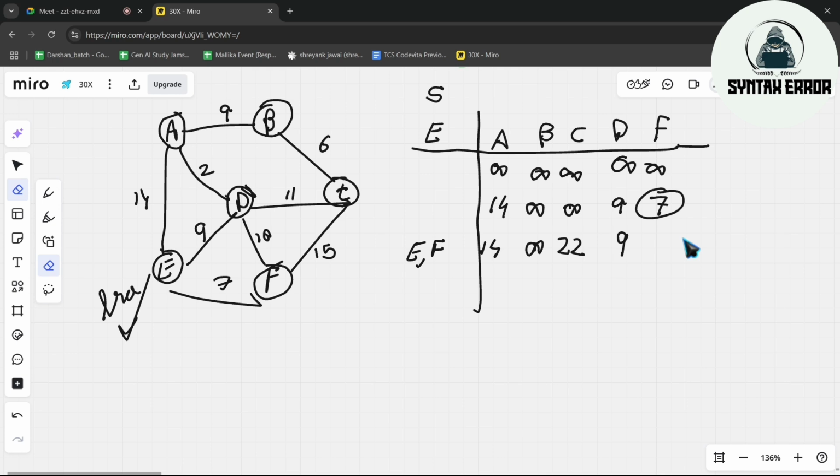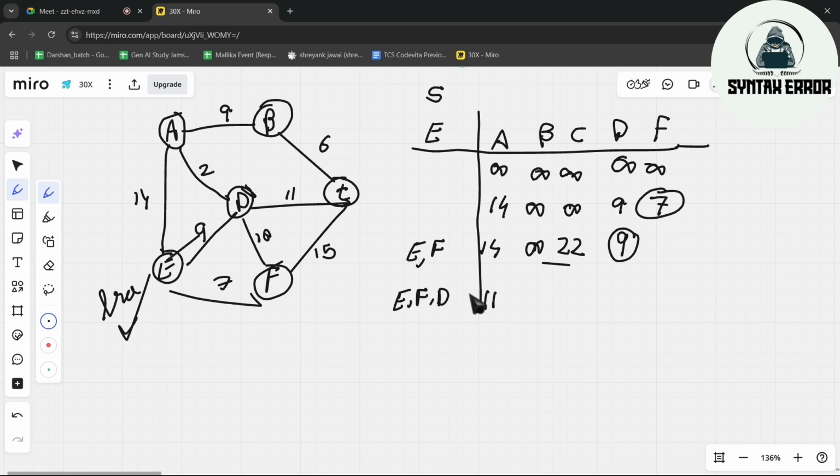Here now which is the smallest one? 9 is the smallest one. That's why D. So we got the answer for our D also. E, F, D. So next what we have to check? We have to check A. Directly if we went from E to A we got 14. But via D if we went, how much will we get? We'll get 9 plus 2, 11. So which one is shortest? That one we'll take.